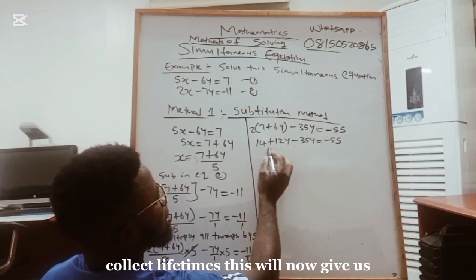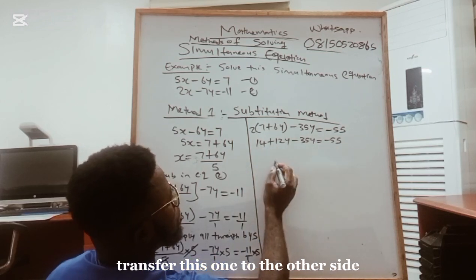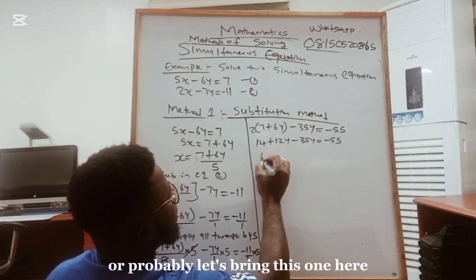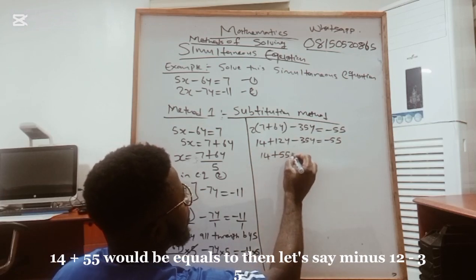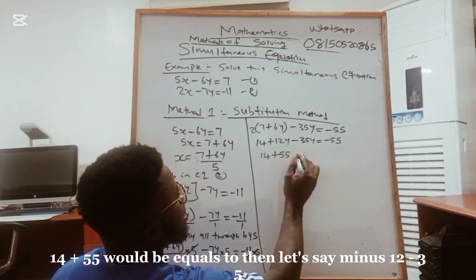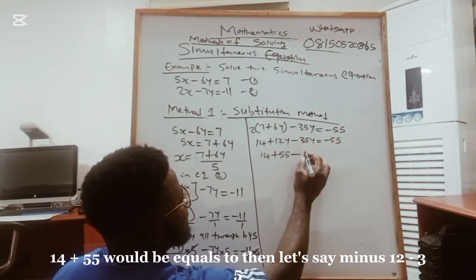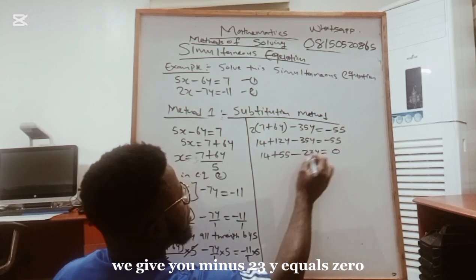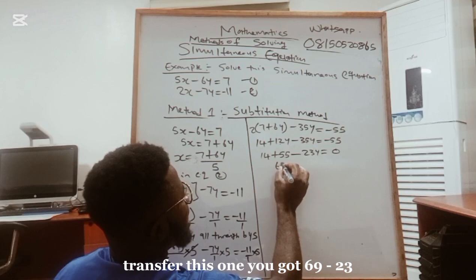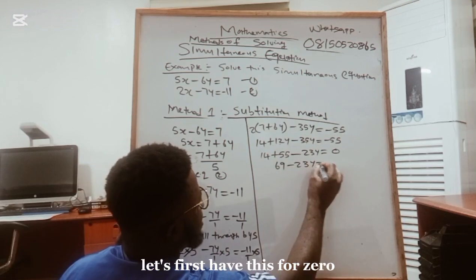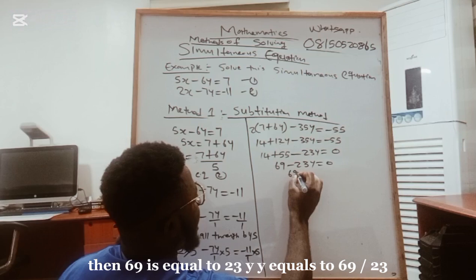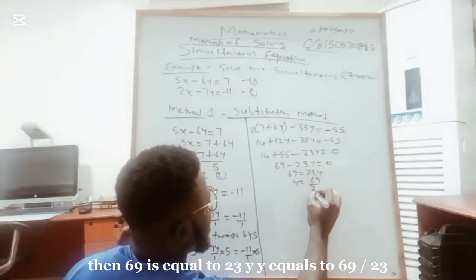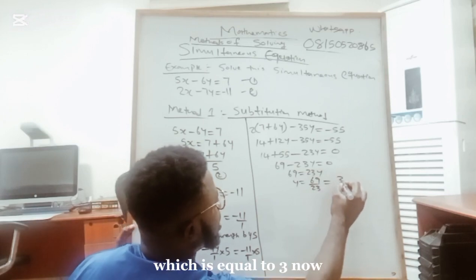Collect like terms. Let's bring this one over there. 14 plus 55 will be equal to minus 12y minus 35y, which will give you minus 23y. Transfer this one, you have 69 equals 23y. So y equals 69 divided by 23, which is equal to 3.